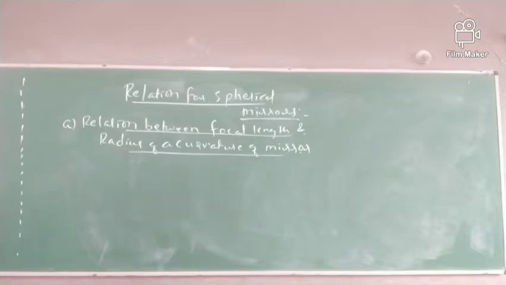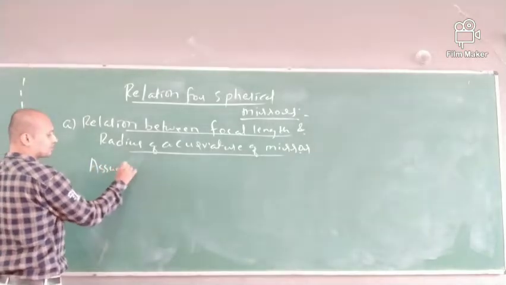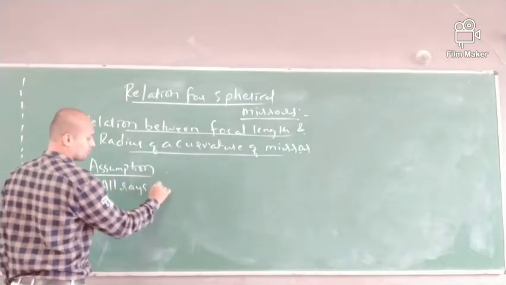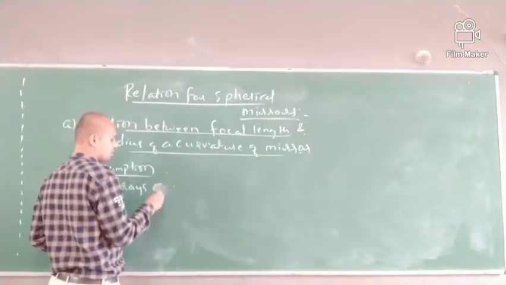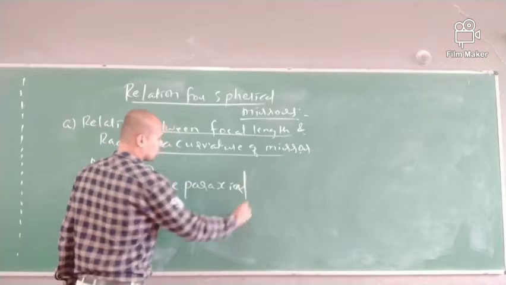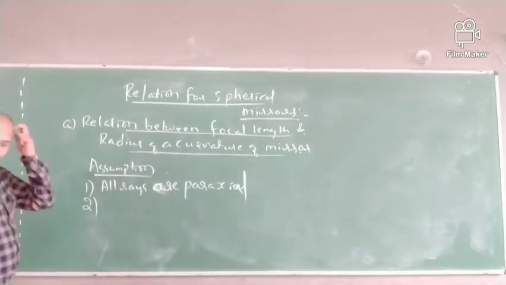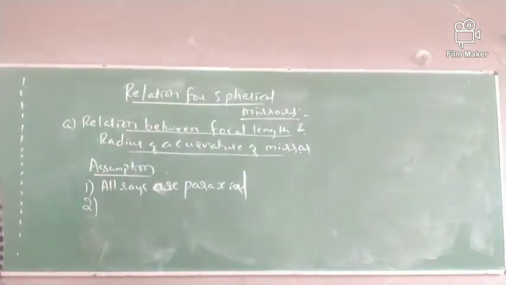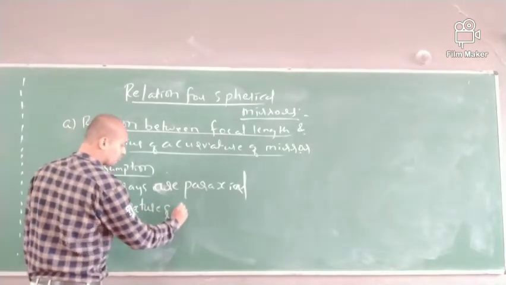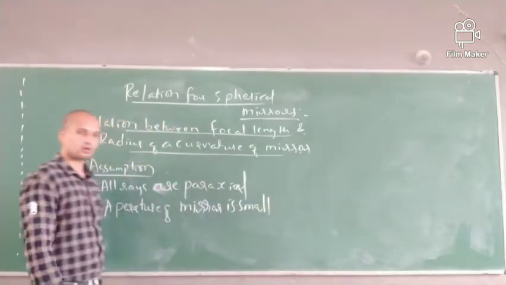While deriving this, always I will make an assumption. Assumptions we know. What are the assumptions? All rays are parallel. Second one, angle of incidence or aperture of mirror taken is small. Aperture of mirror is small. Got it?